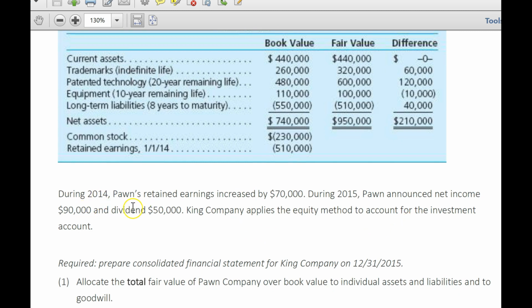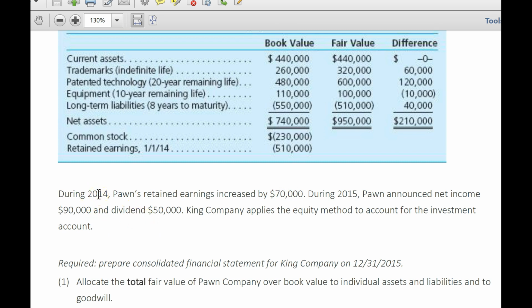And during 2014, the subsidiary's retained earnings increased by 70,000. What does that mean? You have to think about what a retained earnings increase means. During 2015, the subsidiary announces net income of 90,000 and dividend of 50,000. How is this piece of information related to the other? Retained earnings increase with net income and decrease with dividend. So this basically tells us the net difference between net income and dividend in 2014.